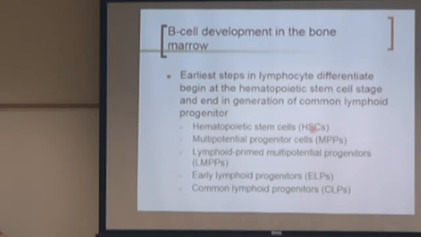So did VDJ recombination occur in what stage? Did VDJ recombination occur by this time? Do you see the mature Ig at this stage, or do you see mature light chain, or do you see, what's the other light chain? The surrogate light chain.